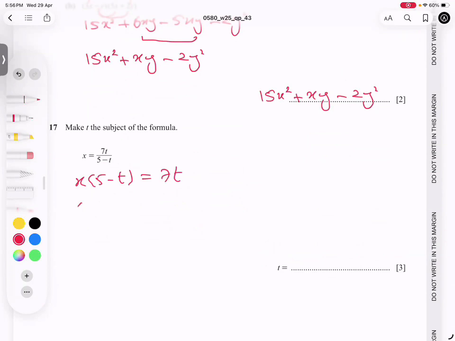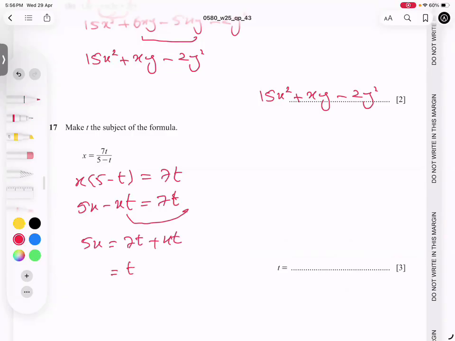X multiplied inside, so 5x and minus xt or tx both are the same. Now there are two t involved. I have one option: either bring it here, but both t will become negative then. Better bring this xt to the other side. So 5x equals 7t and positive xt.